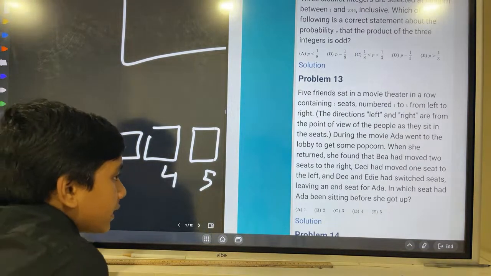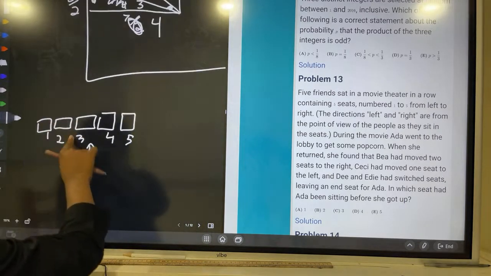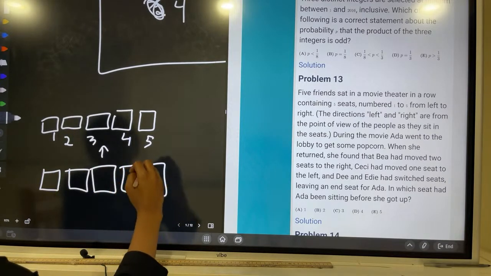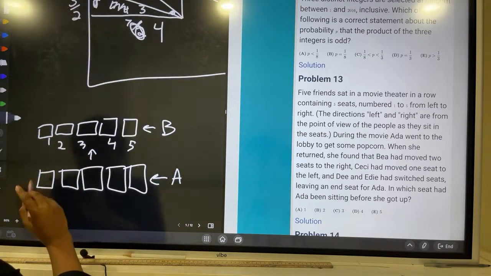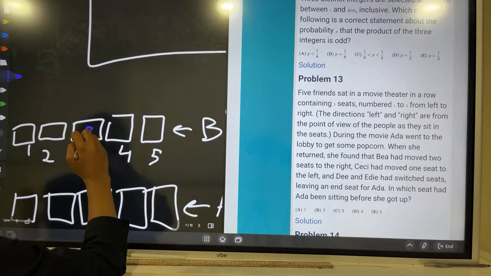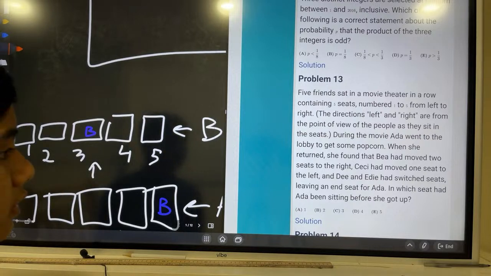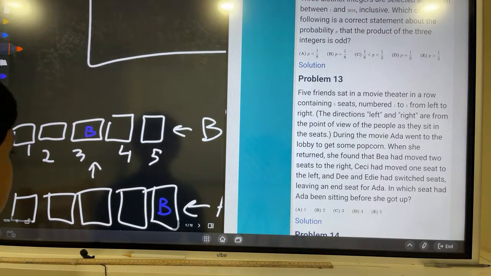Alright. So first of all, Bea can't be in 4 or 5, obviously. So let's assume she's in 3. So this is going to be our before scenario. And this is going to be after. So before and after. So if Bea was in seat 3 before, she would be in seat 5 after. Then if Ceci had moved 1 seat to the left, he can't have been in seat 1. Let's see. He and Edie had switched seats.